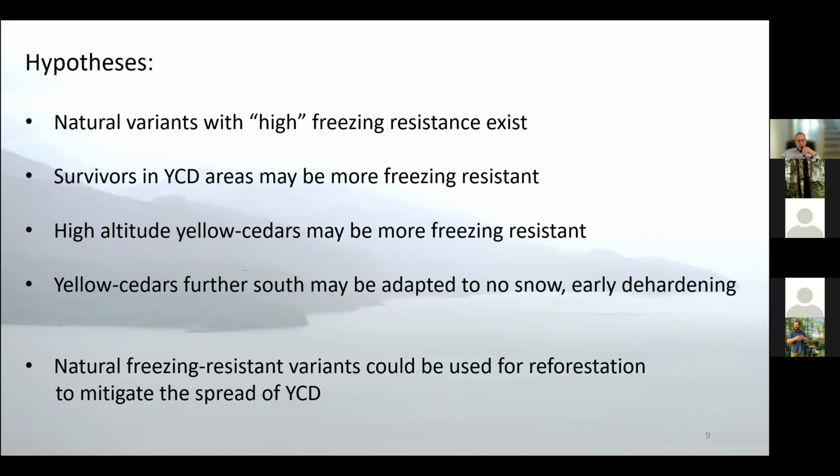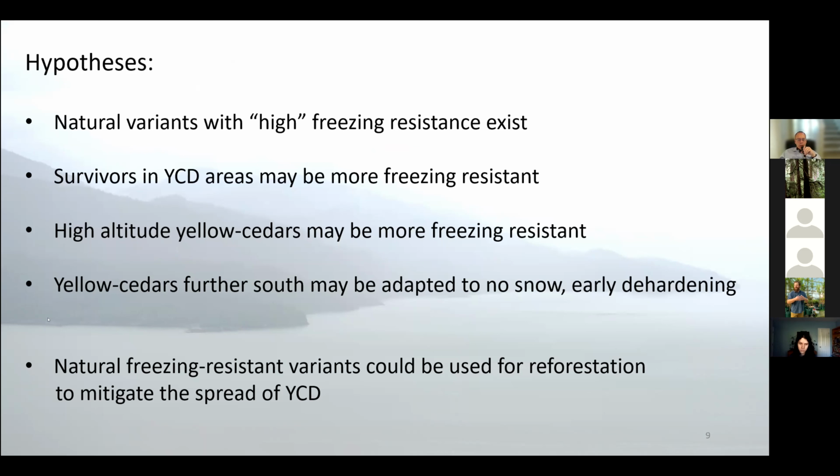So these are the hypotheses that we have for Adam's project: that natural variants with relatively high freezing resistance do exist, and also that survivors in yellow cedar decline areas may be more freezing resistant. So you have a survival of the fittest natural screen going on in those areas for freezing resistant ones. But also that high altitude yellow cedars may be more freezing resistant, not because they don't have snow coverage, they do, but perhaps they have a higher ability to resist lower temperatures because of a harsher climate.